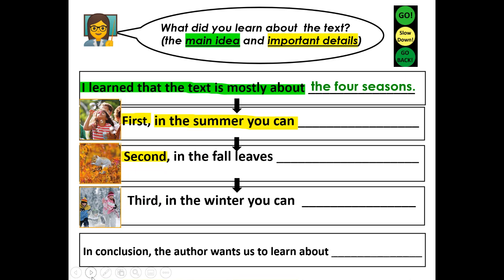Second, look at the second picture. Second, in the fall, leaves. So say your sentence out loud, finish it. In the fall, leaves. What do the leaves do? So second, in the fall, leaves. So after you say your sentence, push pause and write your second yellow sentence. And when you're done writing your second yellow sentence, push play to rejoin the lesson.